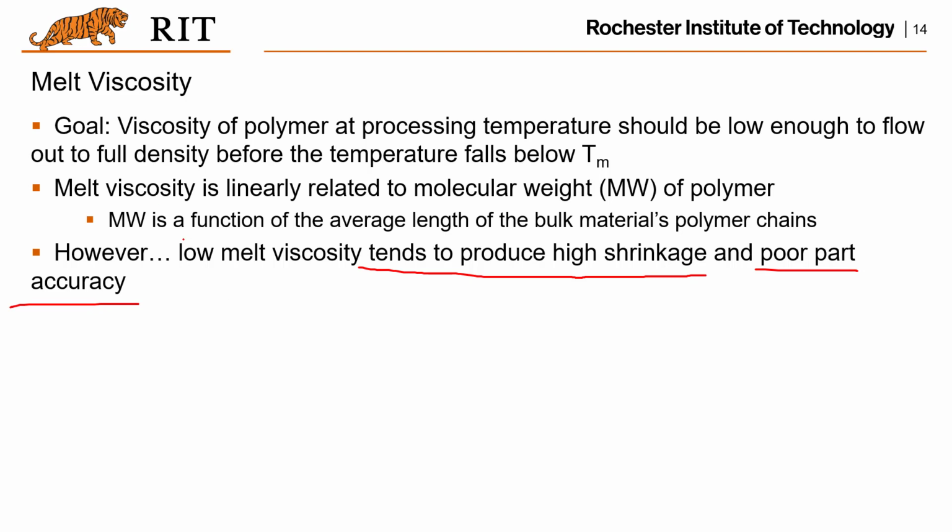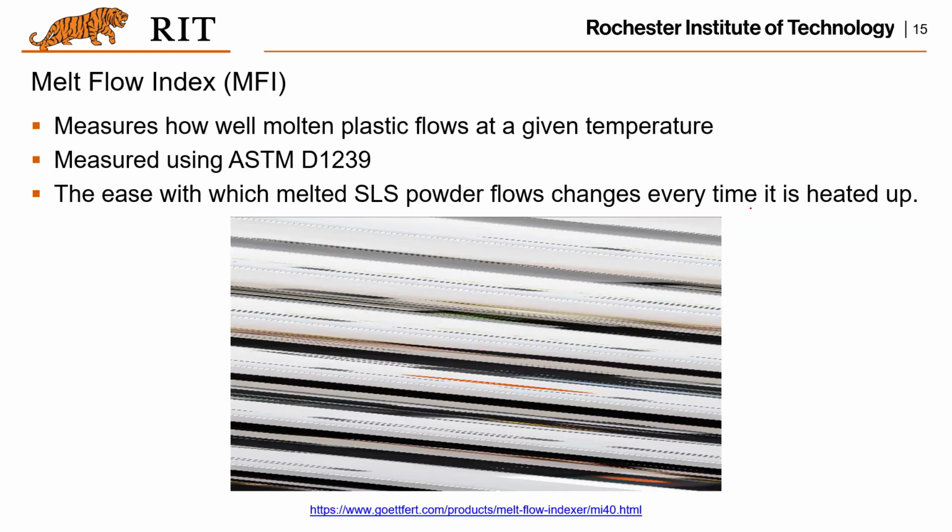So you have to really figure out a good trade-off between this viscosity and also the shrinkage. And again, the melt viscosity is linearly related to the molecular weight of the polymer. And so another very important concept is the melt flow index. It measures how well the molten plastic flows at a given temperature. It is based on the standard ASTM D1238. And let's look at how it is measured.